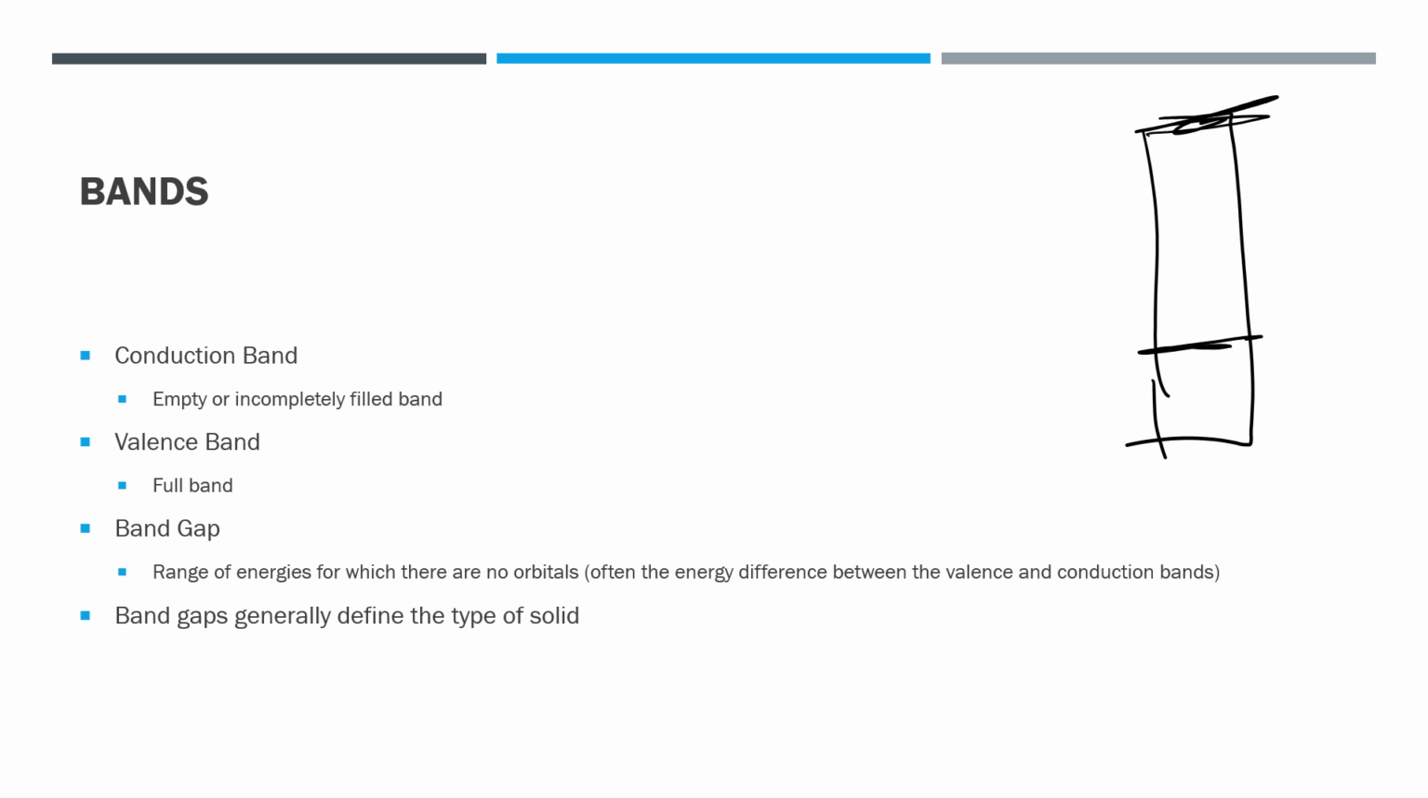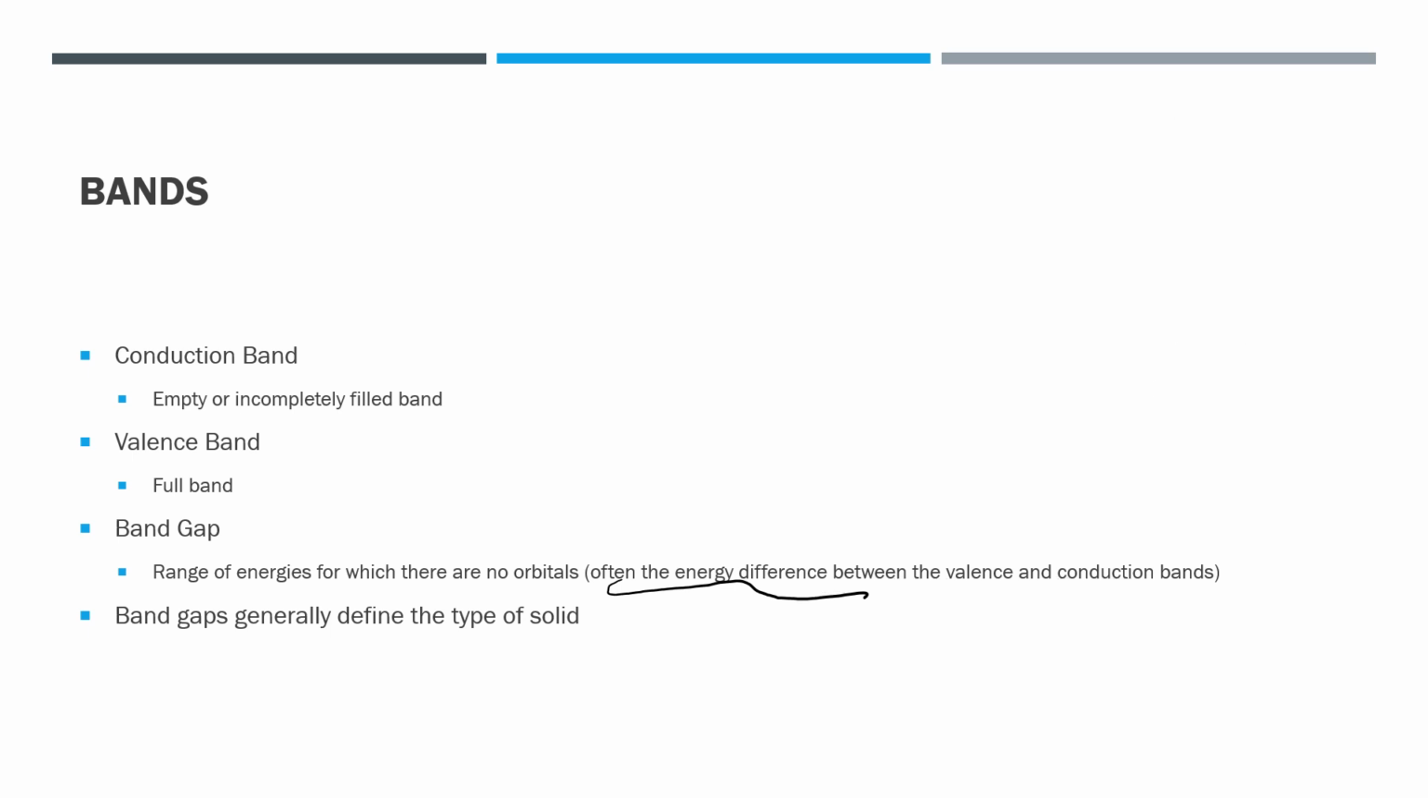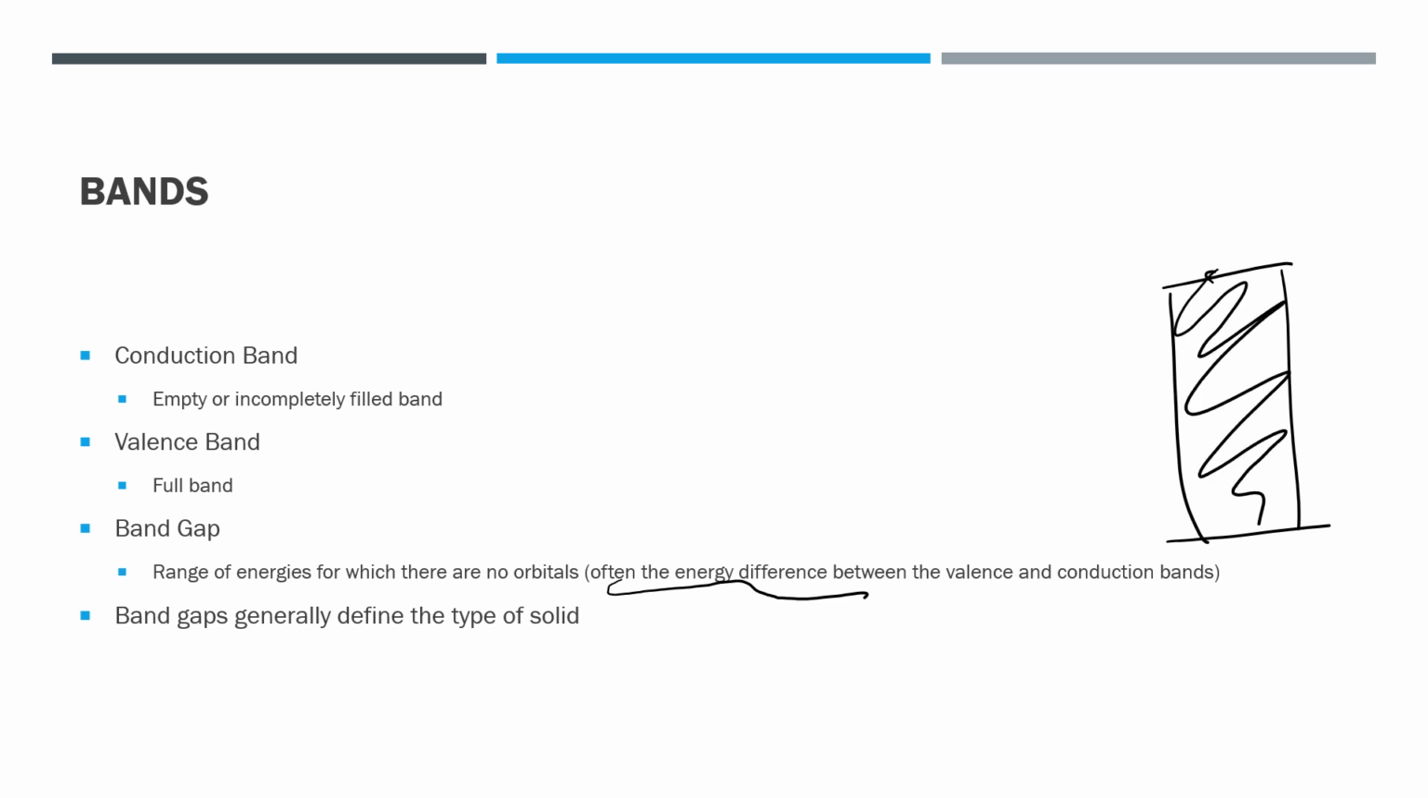And the band gap, right? The band gap is the range of energies for which there are no orbitals. And this is oftentimes the energy difference between the valence and conduction bands. So just to give an example, say we have this valence band down here that's all the way full, and we have this conduction band up here that is empty, right? The band gap is going to be this distance between the valence band and the conduction band, because all of this in between these two, there's no orbitals, right? There's no bands.